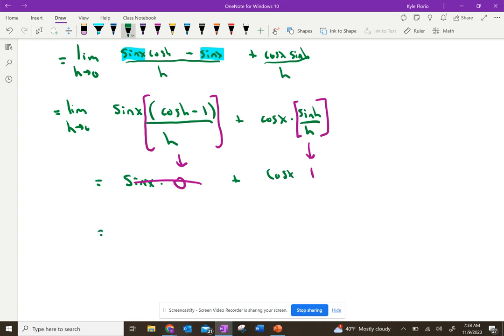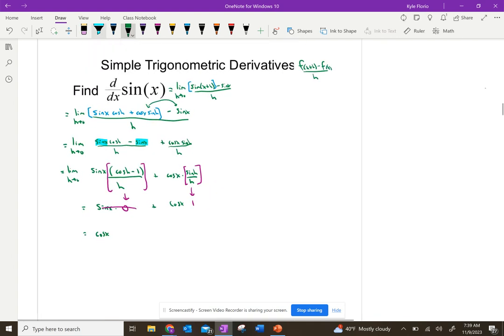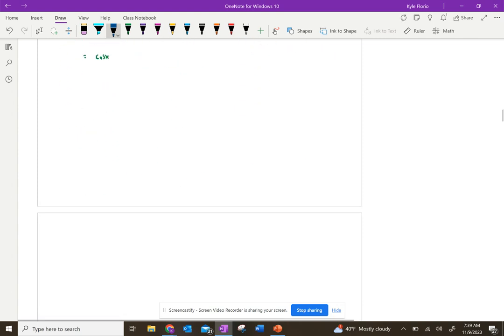So cosine of x times 1 is just cosine of x. So it turns out that the derivative of sine happens to be cosine. Something to remember. And then what's the derivative of cosine is kind of the next question.